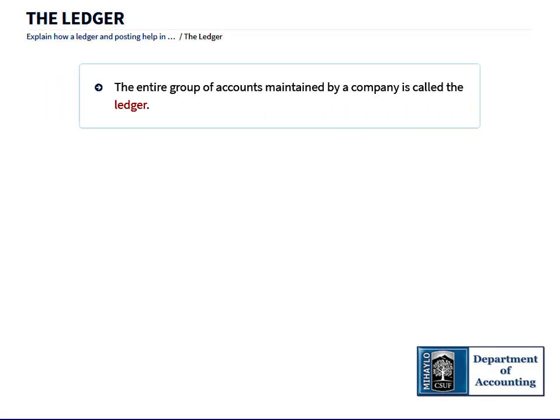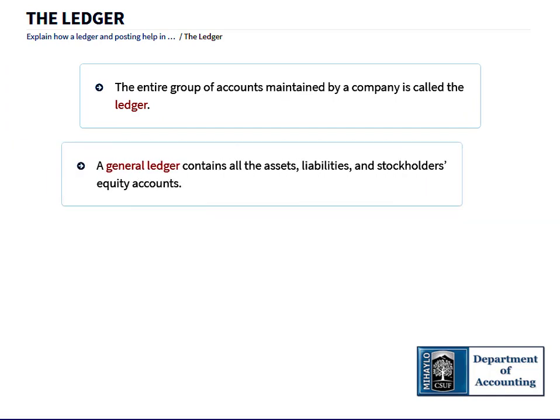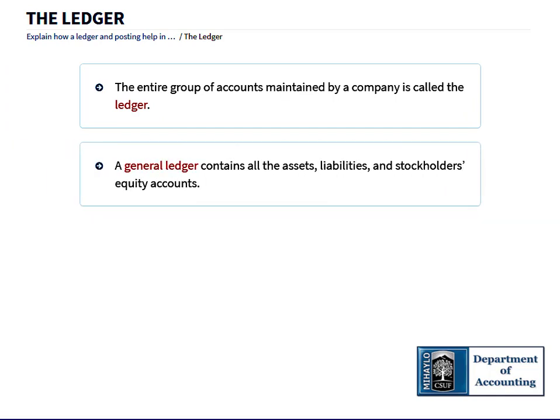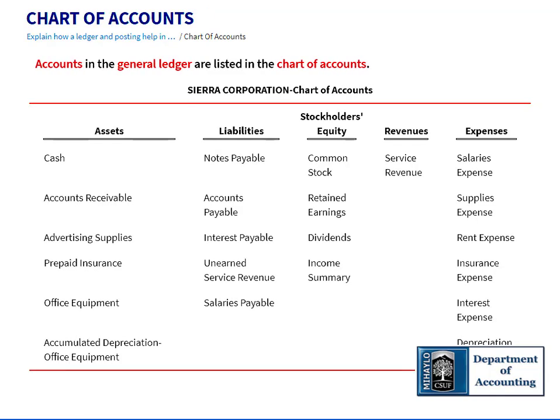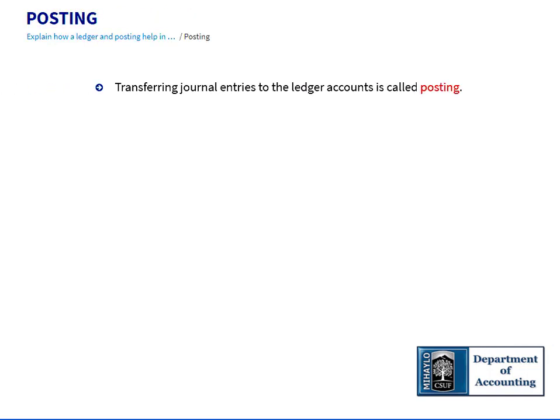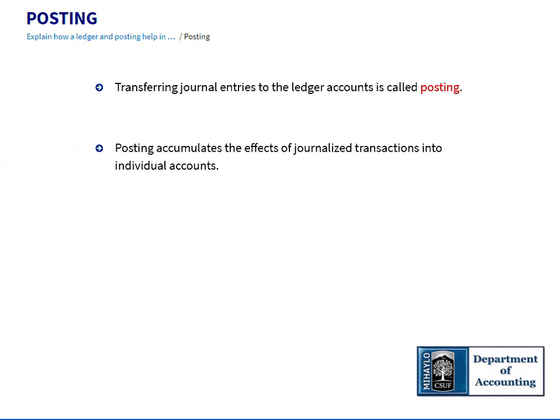The entire group of accounts maintained by a company is called the ledger. A general ledger contains all the assets, liabilities, and stockholders' equity accounts. Information in the ledger provides management with the balances in various accounts. Accounts in the general ledger are listed in the chart of accounts. Transferring journal entries to the ledger accounts is called posting. Posting accumulates the effects of journalized transactions into individual accounts.